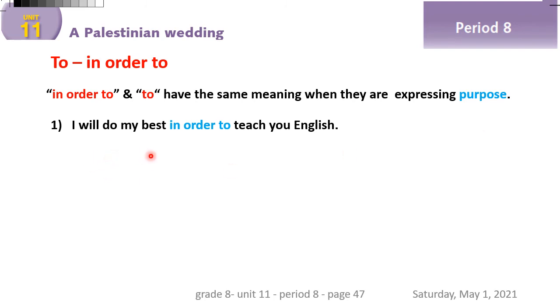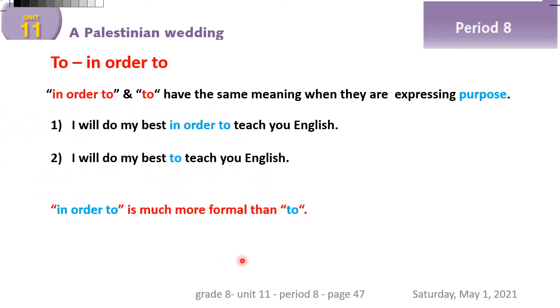I'll do my best in order to teach you English. I'll do my best. Why? In order to teach you English. سأعمل جهدي لأعلمكم اللغة الإنجليزية. Or I'll do my best to teach you English. The same thing. But what is the difference? ولكن ما الاختلاف؟ الاختلاف is simple: in order to is much more formal than to.